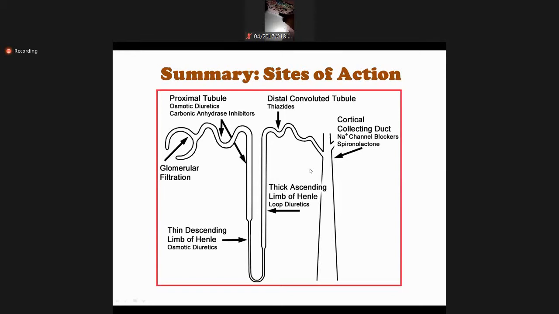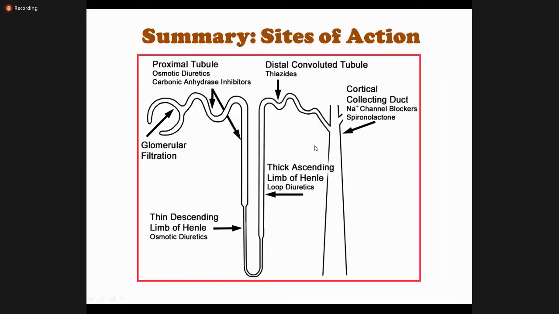So why is this diagram important? Because what you must know at least, when we are going to discuss the classification of diuretics, you must know the diuretics which act on the proximal convoluted tubule. What are the diuretics that act on the descending limb of the loop of Henle? What are the diuretics that act on the ascending limb of the loop of Henle? What are the diuretics which act on the distal convoluted tubule? And what are the examples of diuretics that act on the collecting duct? So this is very important.